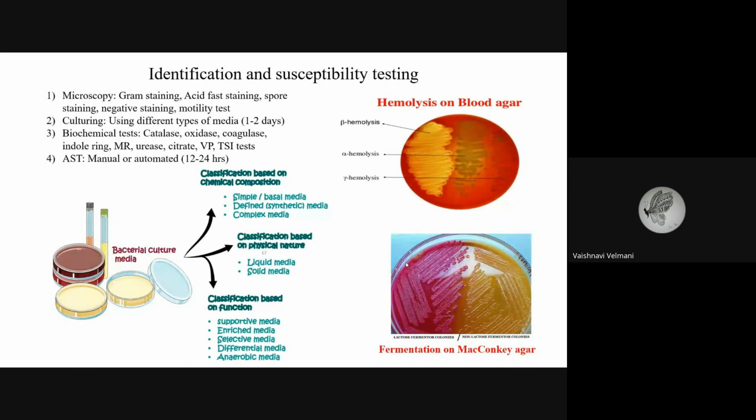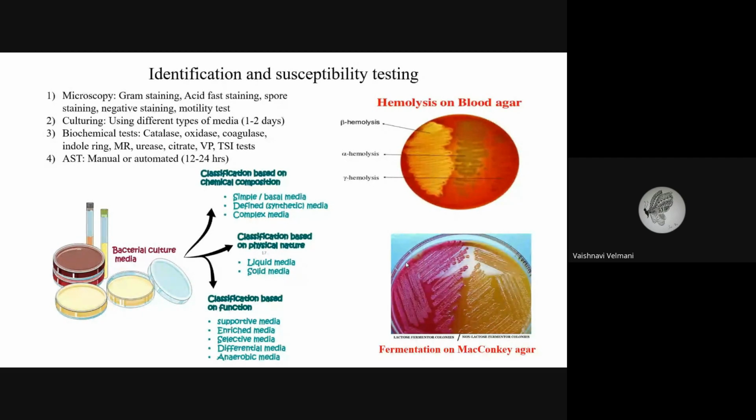So first, when the sample is collected, we'll be putting it on a blood agar, the MacConkey agar, and the chocolate agar. Blood agar is used to identify the Gram-positive organisms. It will show beta hemolysis, alpha hemolysis, or gamma hemolysis. Beta is complete hemolysis, alpha is partial, and gamma is no hemolysis.